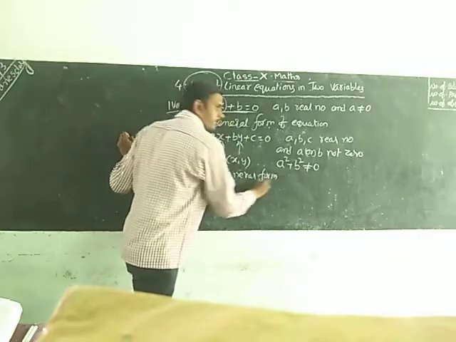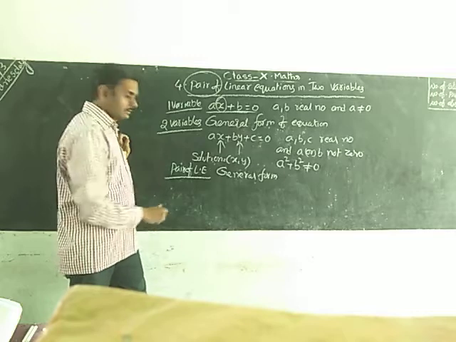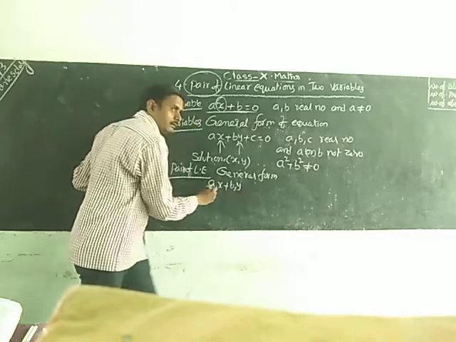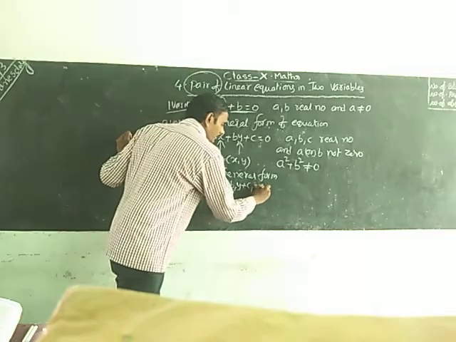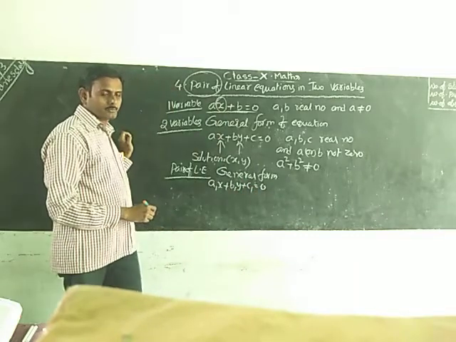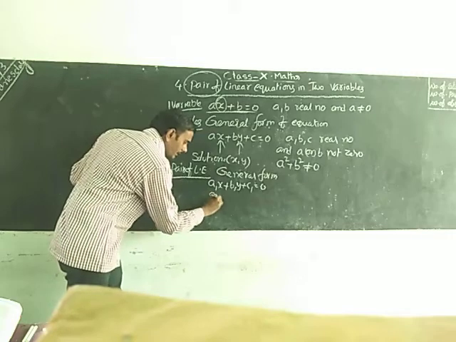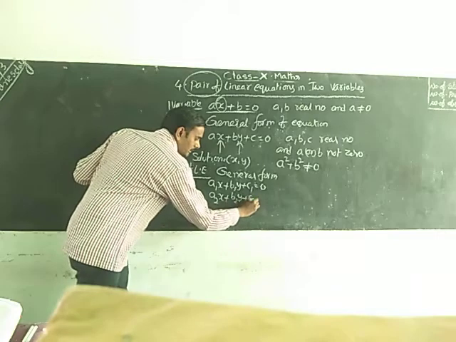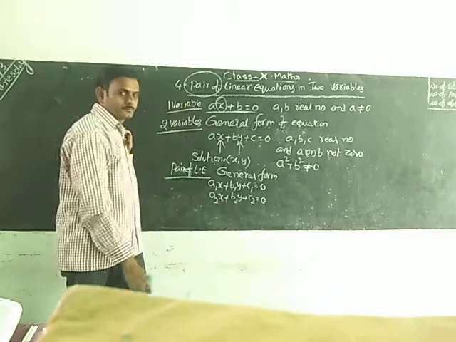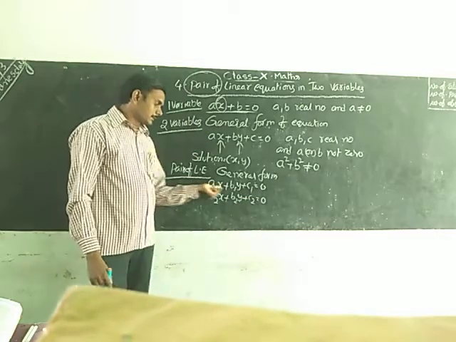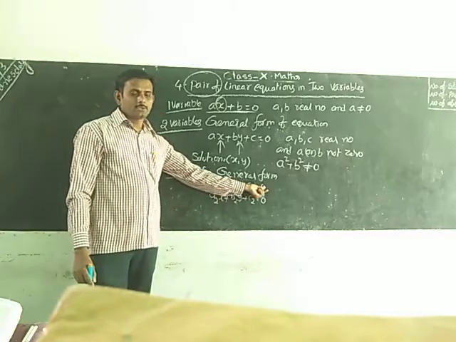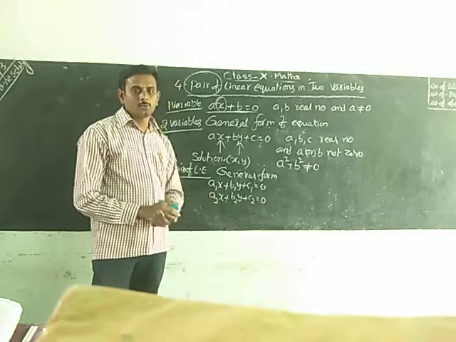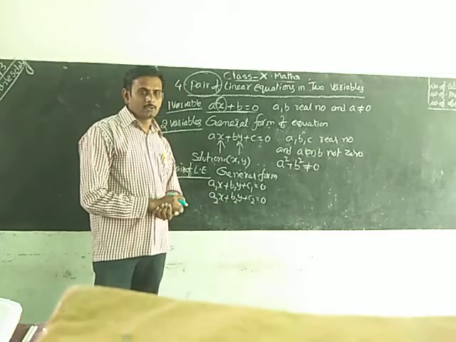The general form of a pair of linear equations in two variables is a1x plus b1y plus c1 equal to 0. This is one linear equation. Another linear equation is a2x plus b2y plus c2 equal to 0. This is the other linear equation.